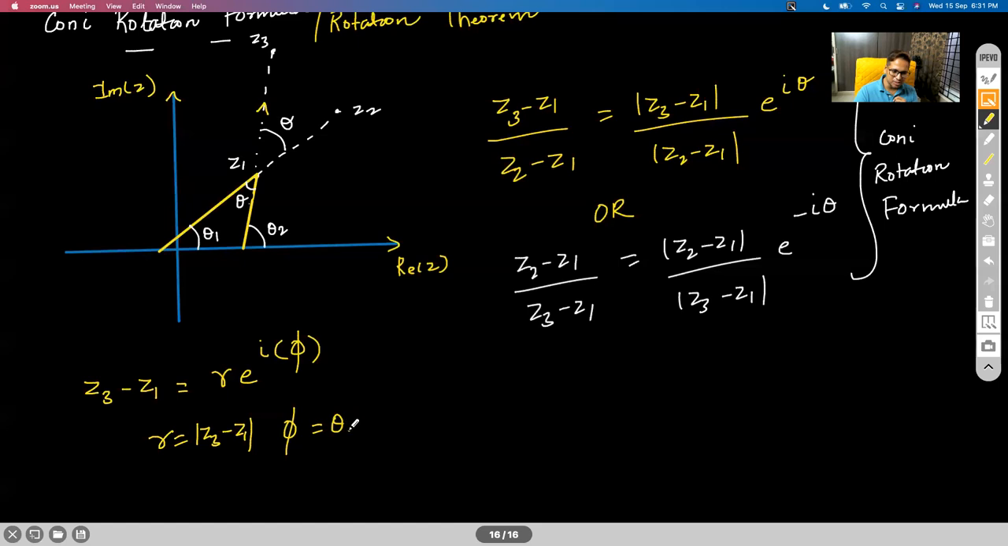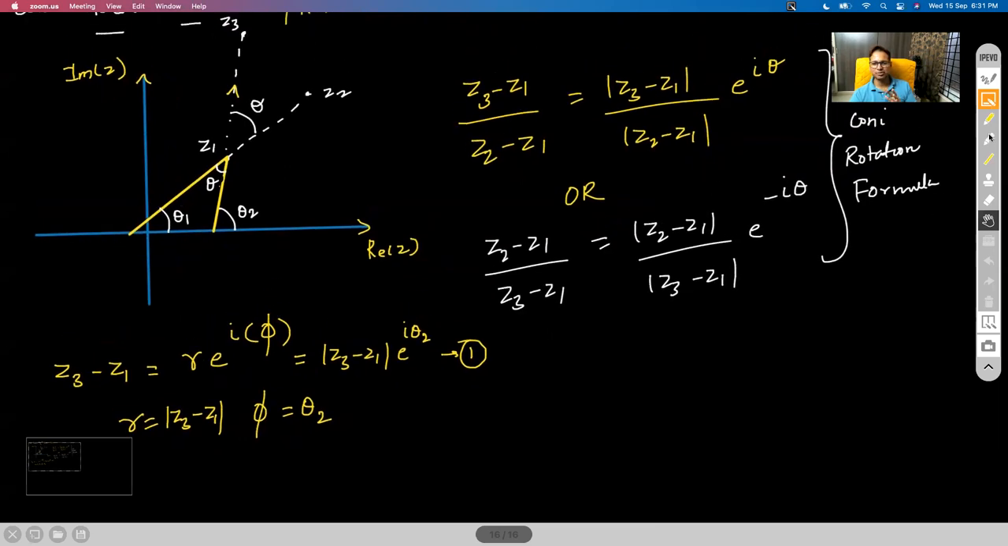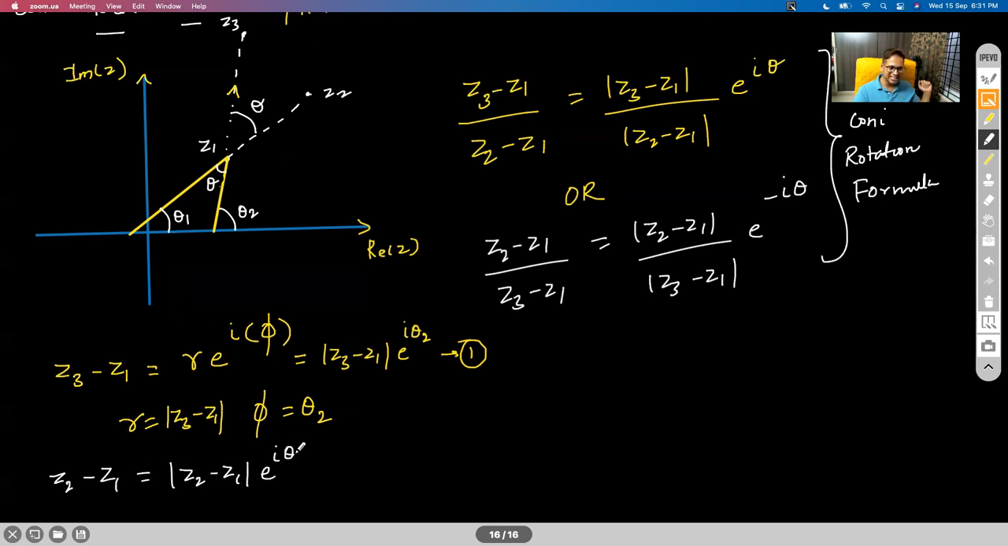Are you all convinced with these two, first of all? That means, in short, I can write this as mod Z3 minus Z1 e to the power i theta 2. Let's call this 1. So are you all convinced with the Euler notation of Z3 minus Z1? If you have any doubt, any concern, do let me know. Okay, no issues. Similarly, I can say Z2 minus Z1 is mod Z2 minus Z1 e to the power i theta 1. That means the modulus is the distance between Z1 and Z2, that is your r, and your argument will be the angle made by the Z1 Z2 vector with the positive real axis, which is theta 1 as per the diagram.